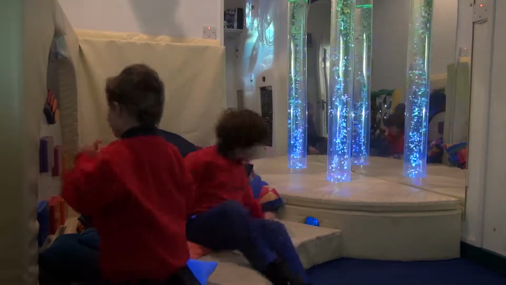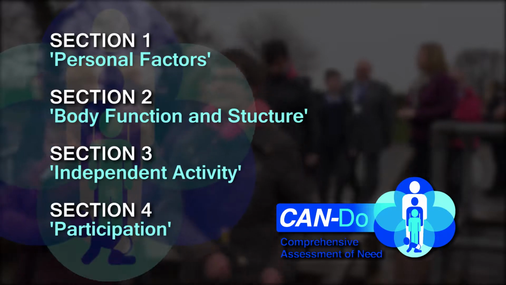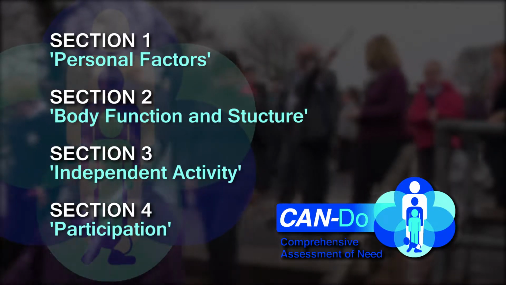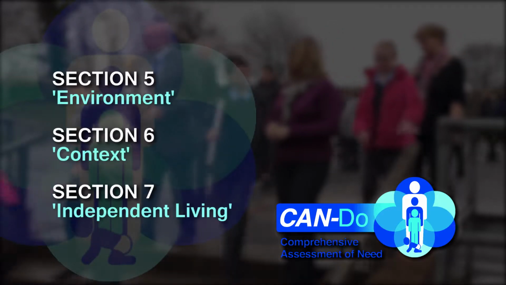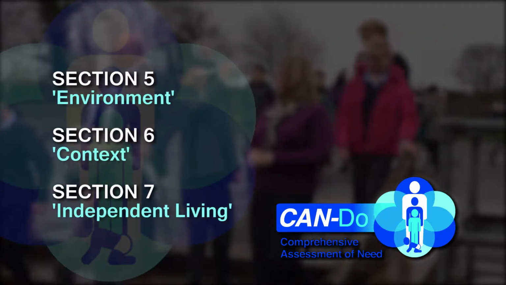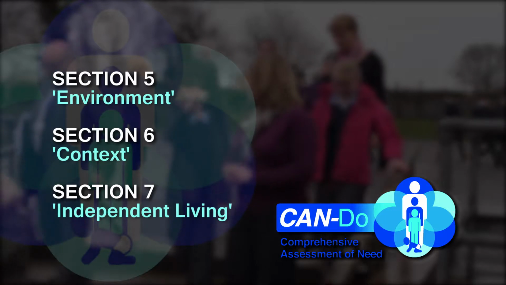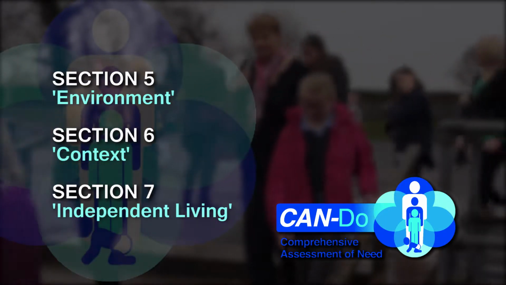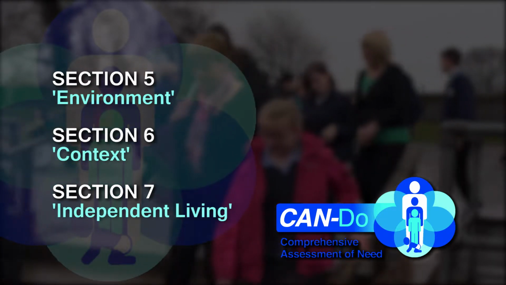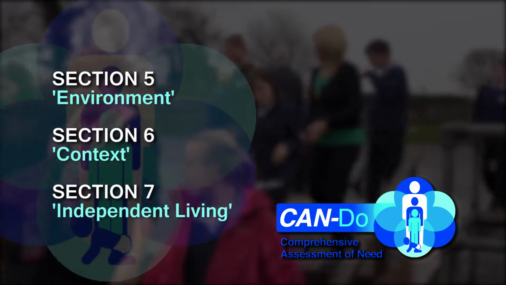These sections capture strengths and needs across areas including personality, body functioning, independent activities, participation with others, the environment, and other contextual factors. The final section, for young people in Year 11 and upwards, looks at factors and activities that are involved when living independently within the community.